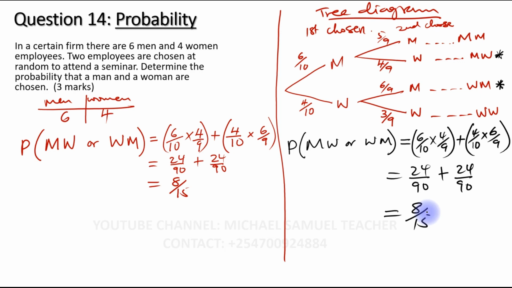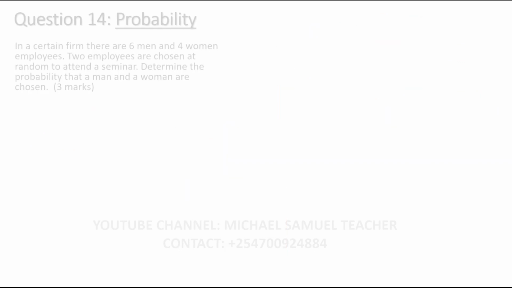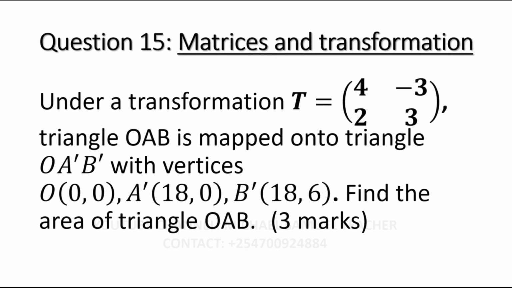Next is question 15. And this question 15 comes from the topic of matrices and transformation. Under transformation T, 4 -3 2 3, triangle OAB is mapped onto triangle OA'B' with vertices O is (0, 0), A' is (18, 0), B' is (18, 6). Find the area of triangle OAB.